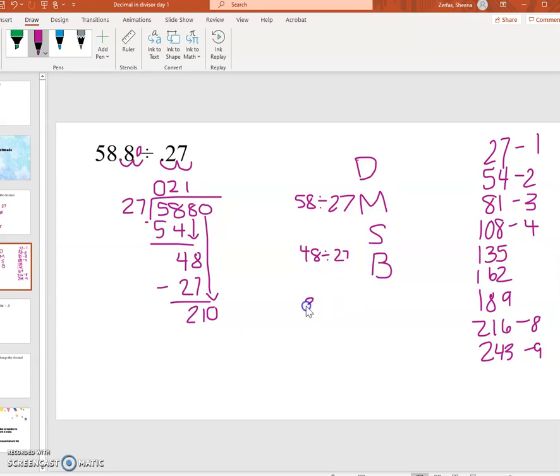So here I'm doing 210 divided by 27. Looking for what gets me close there. The closest number I see in this list is 189, which would represent 7 groups. Regroup.